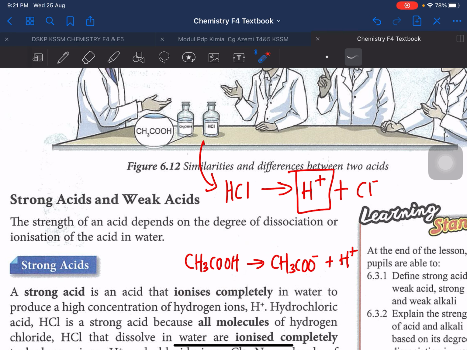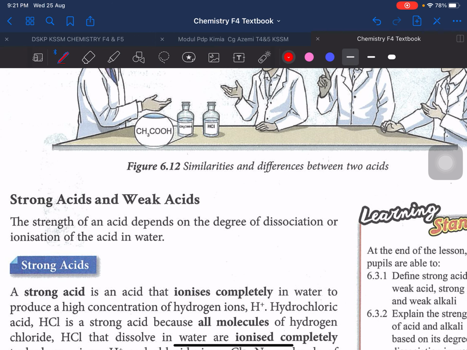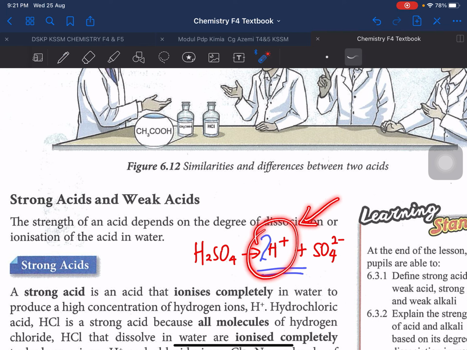You still remember what is diprotic, right? Diprotic is the acid that dissociates and then it forms two hydrogen ions. Contoh H2SO4. This one will dissociate to become H plus and also sulfate ions. Alright? But look at the H here. There are two hydrogen here. So what you should do is you should make it balance. Two hydrogen ions also on the right hand side. So as you can see here, there are two hydrogen ions produced. When there are two hydrogen ions produced, itu adalah diprotic acid.